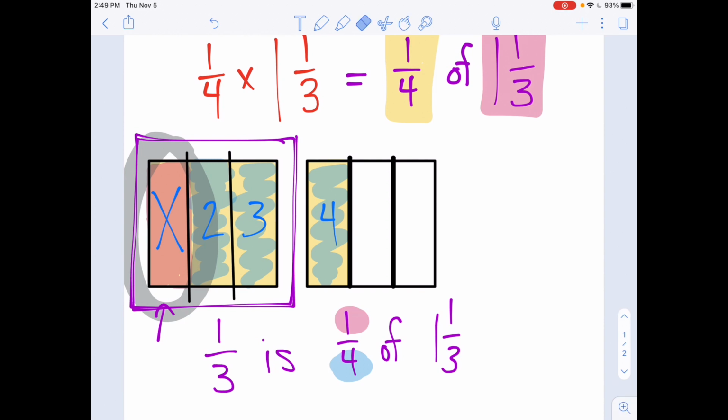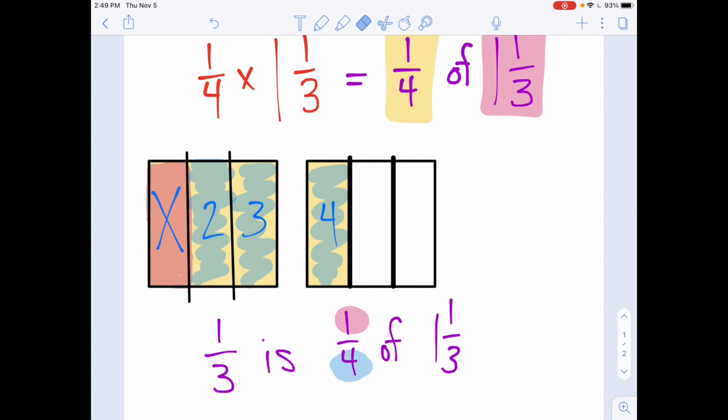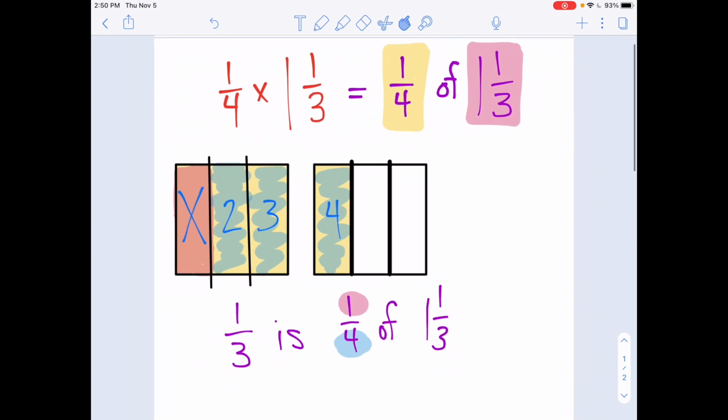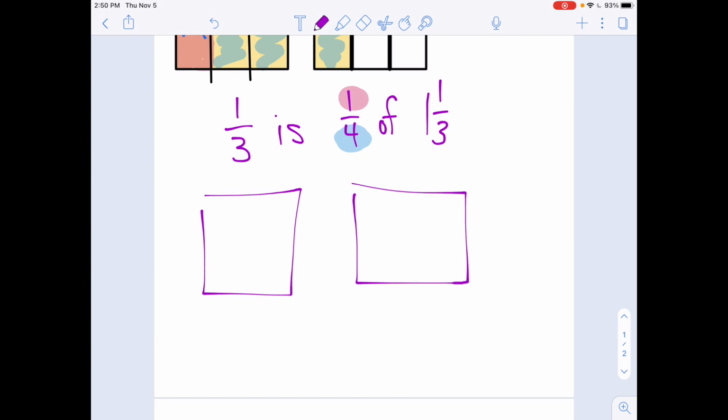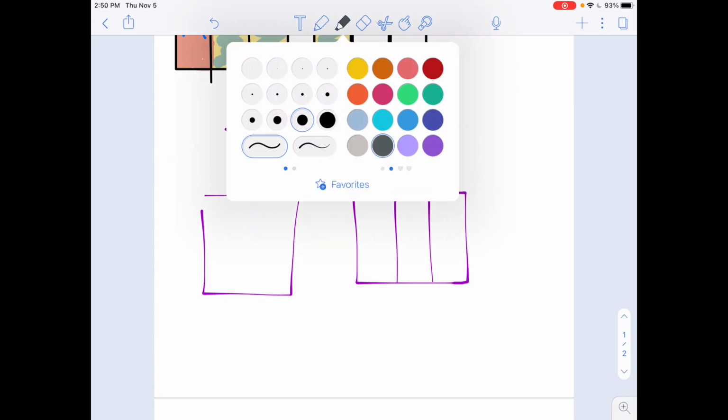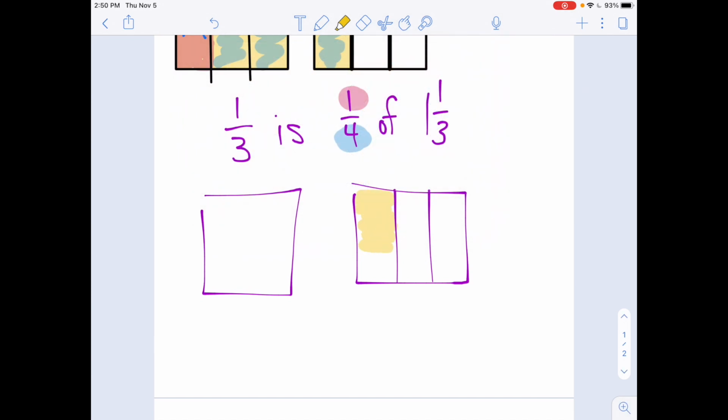Well, the first thing I'd need to do is think about 1 1/3 in terms of being a fraction instead of a mixed number. So here's 1 1/3. I'm going to think about it as a fraction. So we had a square and another square. This one was cut into 3, and I had colored in 1. And then I'd colored in all of this. This again is 1 1/3.